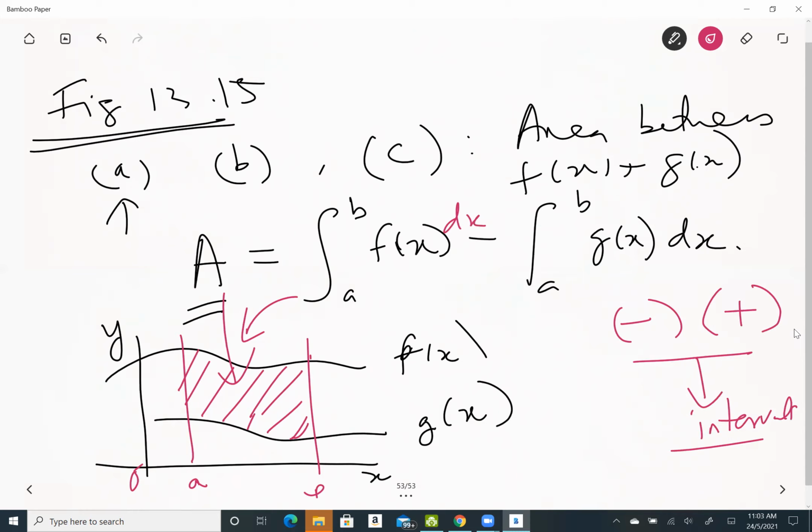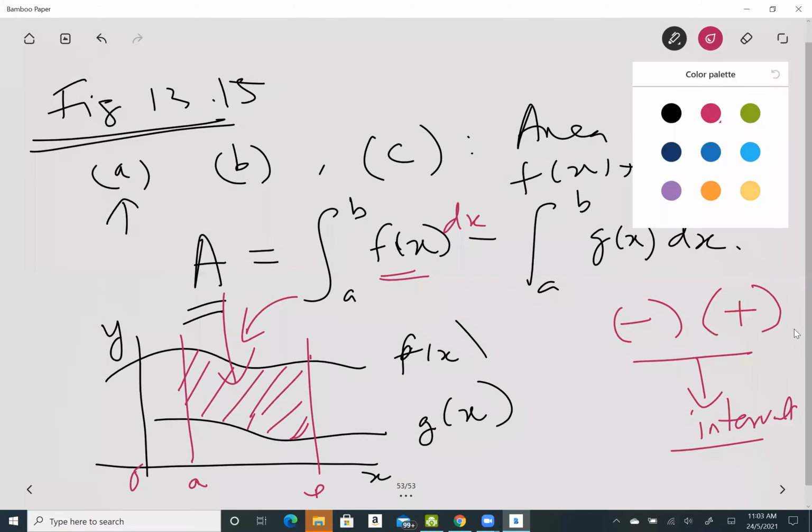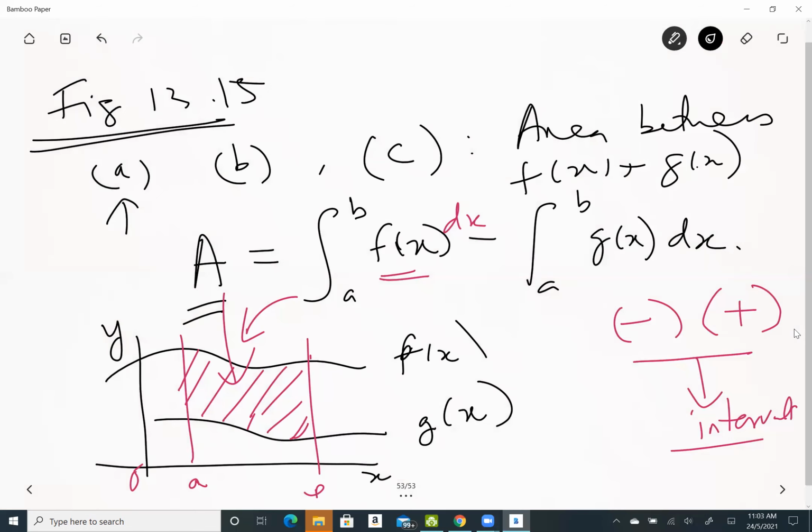So I have to find the area under F first, which is the whole area under the curve F over there. That is the area under F, call it B. The area B is the black region. If you look at the graph, it is figure 3.15A.